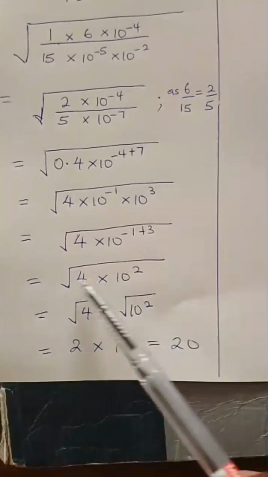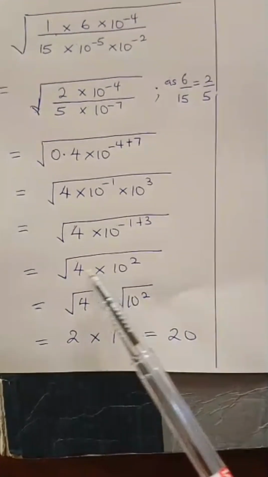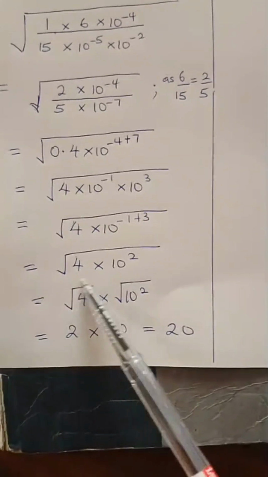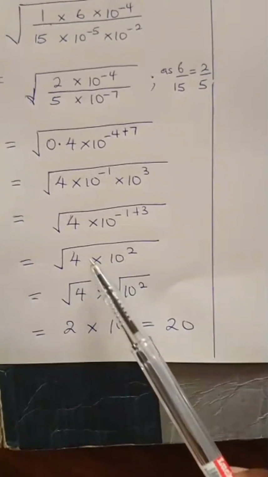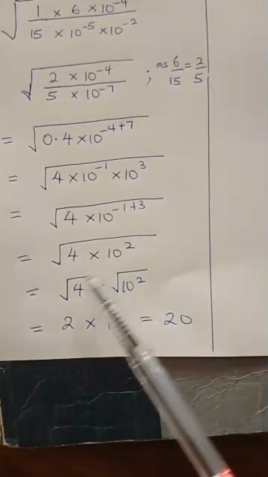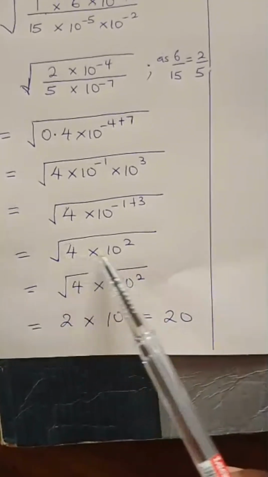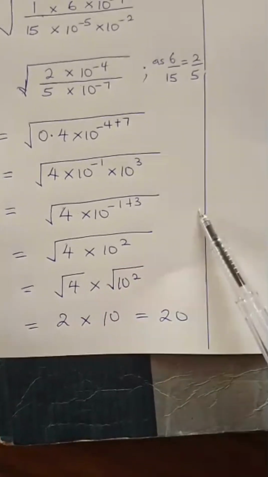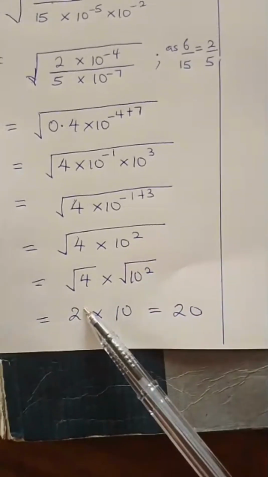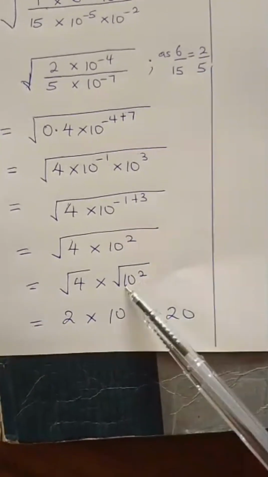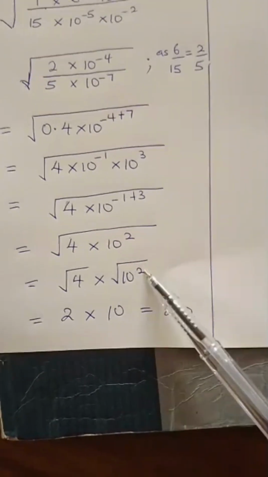You can split the expression. If it's multiplication between them, you can split it like this: 4 times root 10 raised to the power 2. But if it's addition, please don't split. Since it's multiplication, you can split it like this. Or if you like, just say 4 times 10 raised to the power 2 is 400. So the square root of 400, you're still going to get 20 as your answer. If you split it this way, root 4 is 2, and root 10 raised to the power 2, 10 raised to the power 2 is 100. Square root of 100 is 10.